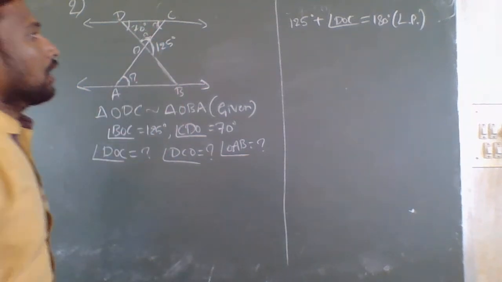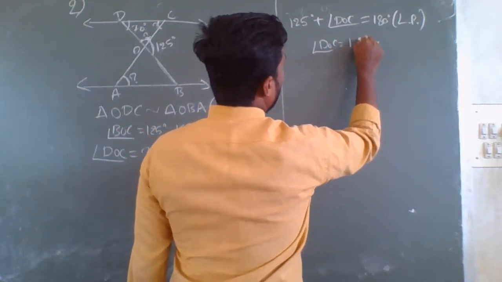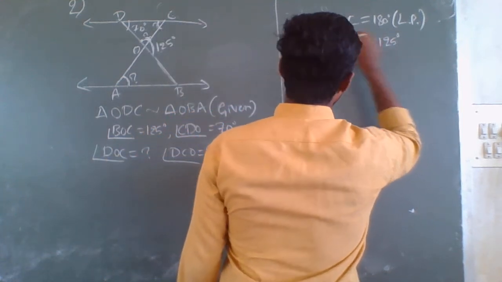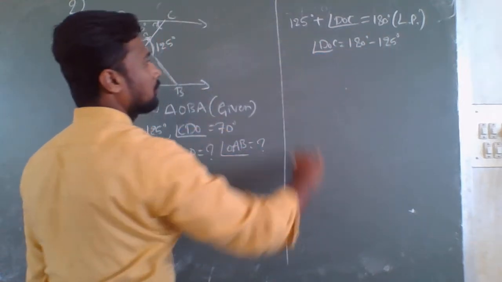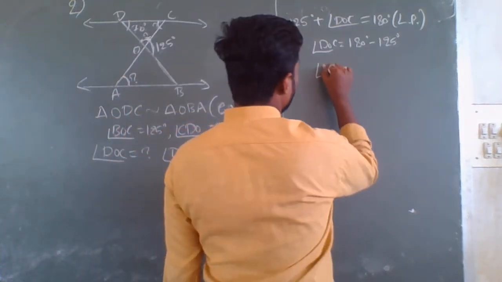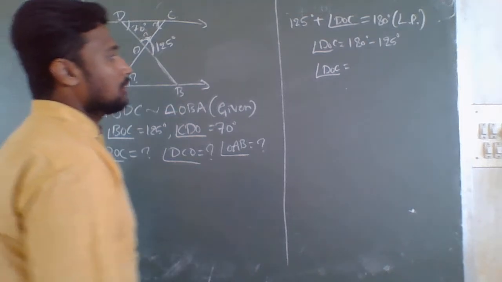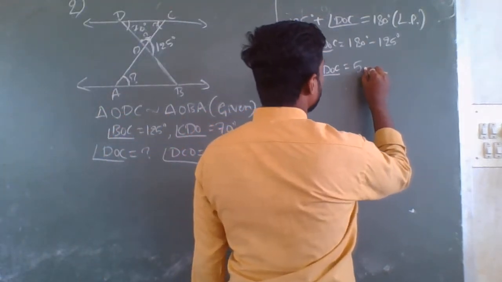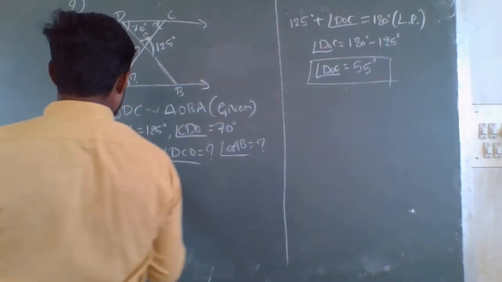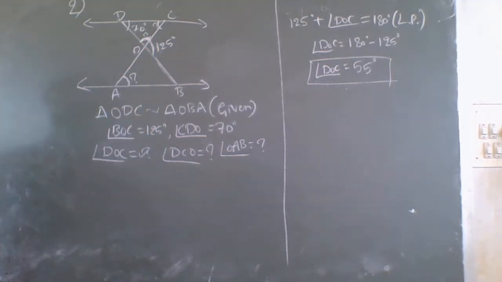Now we can find angle DOC. Angle DOC is equal to 180 degree minus 125 degree. Moving this 125 degree to the other side, it becomes 180 degree minus 125 degree. Therefore, angle DOC is equal to 180 minus 125, which means 55 degree. Now we got one angle, DOC. This is 55 degree.